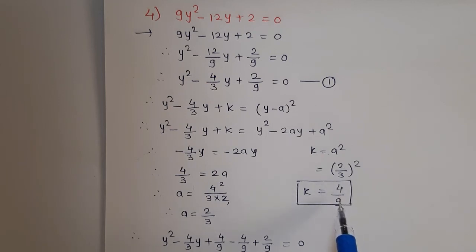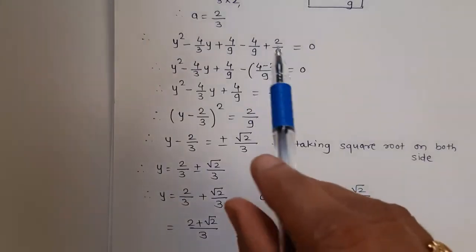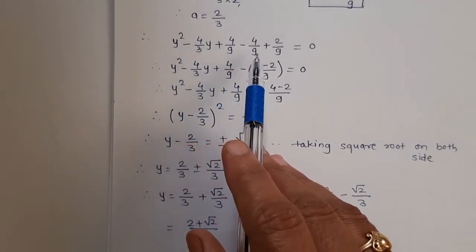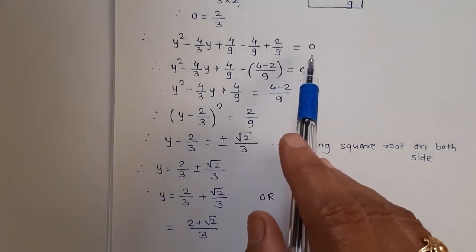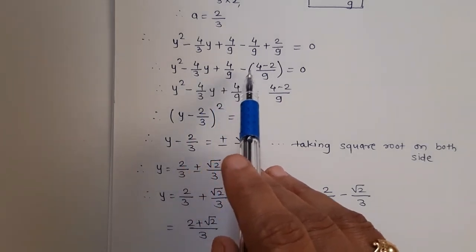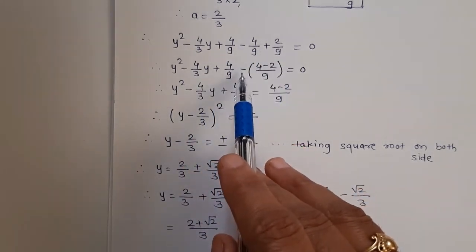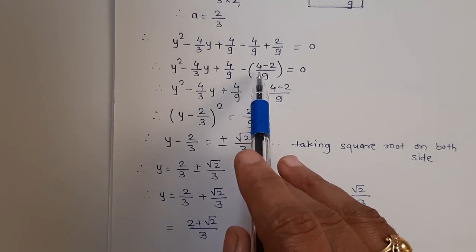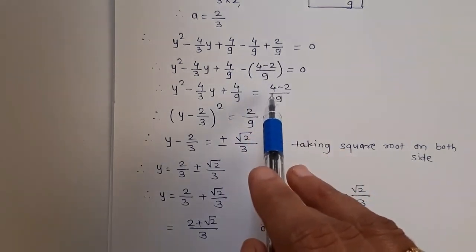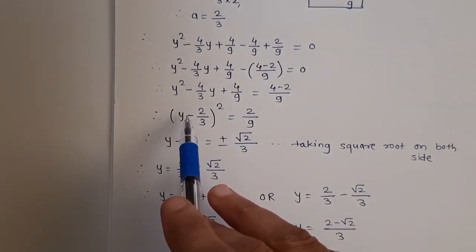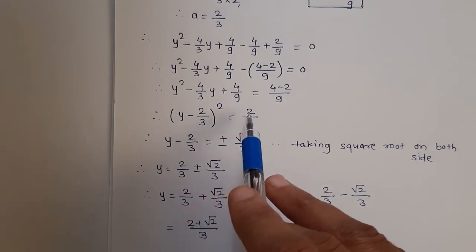Now this 4 upon 9 we have to add and subtract in equation 1. So equation 1 becomes y square minus 4 upon 3y plus 4 upon 9 minus 4 upon 9 plus 2 upon 9 equals 0. That means y square minus 4 upon 3y plus 4 upon 9 minus, we combine these last two terms, the minus sign is outside the bracket, so the inside sign is changed. So 4 minus 2 upon 9. When we shift the whole term to the right hand side, it becomes plus, that is 4 minus 2 upon 9. So here the left hand side is nothing but the square of y minus 2 upon 3 equals 2 upon 9.